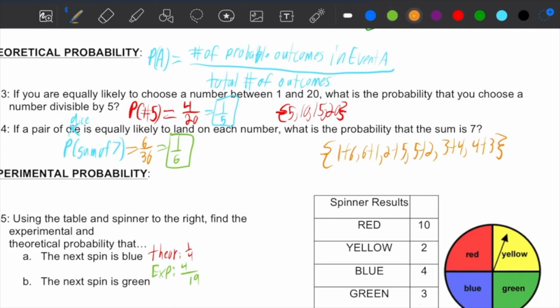So what's the theoretical and experimental probability the next spin is green? Go and find that. The theoretical probability the next spin is green is once again 1 in 4 because all of those colors have an even chance. The experimental, though, is 3 out of 19, so quite a bit lower.